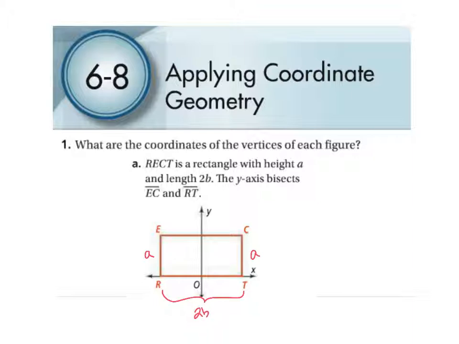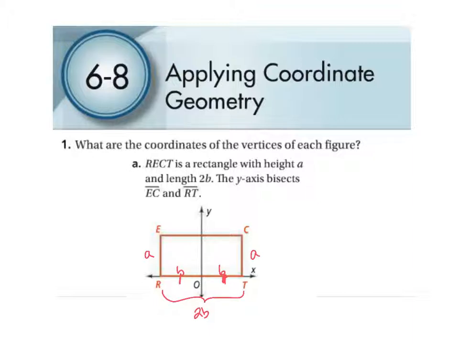Well, it says the y-axis bisects EC and RT. Okay, so if this is bisecting, then I know that this is the same length as this. And since the whole length is 2b, how long do you think this little segment is? Well, yeah, that'd be b. And then this would be b, which would get you 2b for that total length.